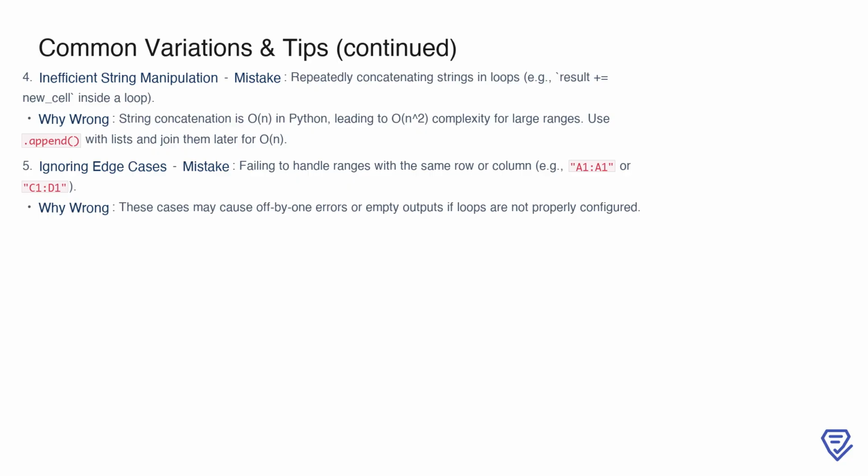Another common oversight involves ignoring edge cases. For example, ranges like A1:A1 or C1:D1 represent scenarios where either the rows or columns are constant. If your loops aren't carefully configured, these cases might produce off-by-one errors or even empty outputs. Always validate your code against these edge cases to ensure correctness.